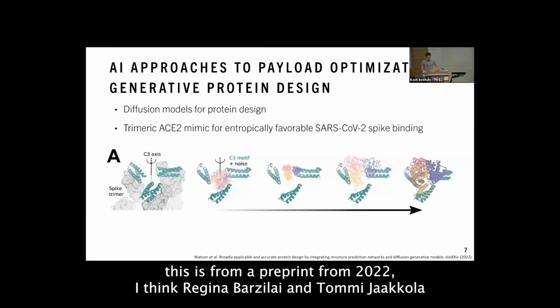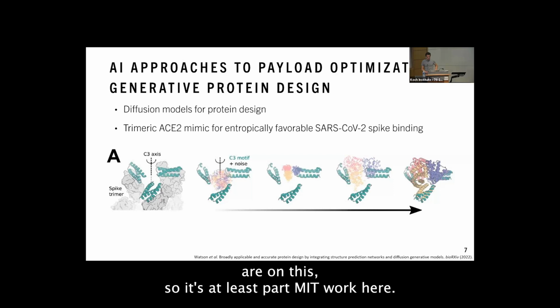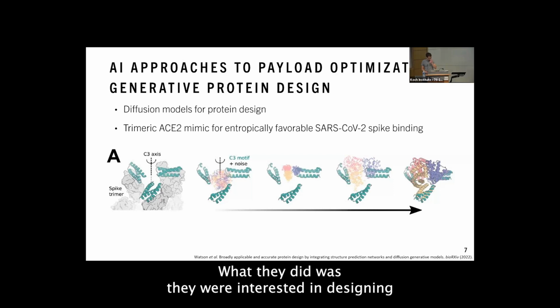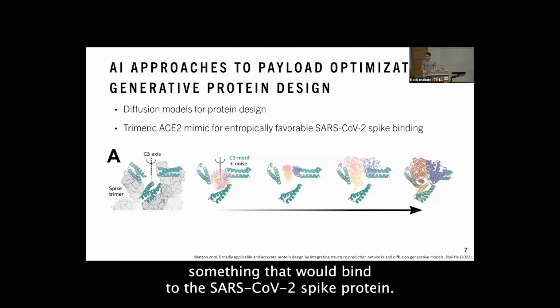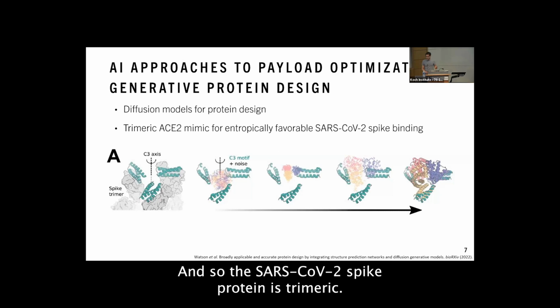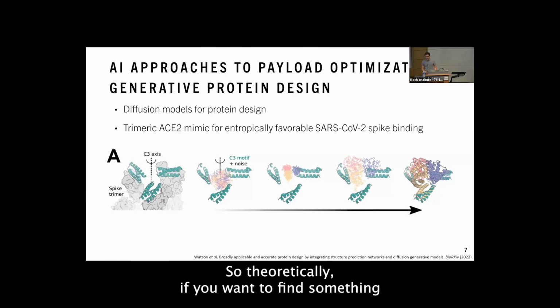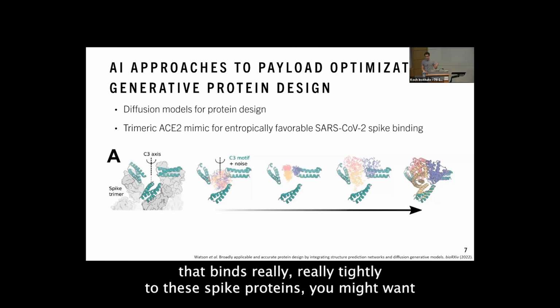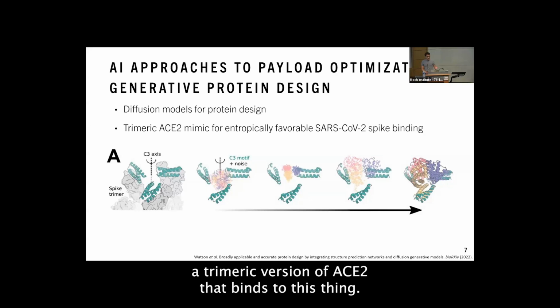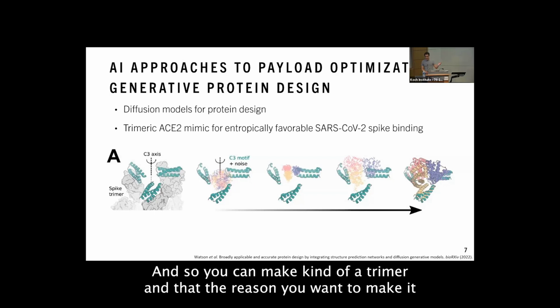I think Regina Barzilay and Tommy Jaakkola are on this, so it's at least part MIT work here. What they did was they were interested in designing something that would bind to the SARS-CoV-2 spike protein. The SARS-CoV-2 spike protein is trimeric, and it also binds to this receptor called ACE2. So theoretically, if you want to find something that binds really tightly to these spike proteins, you might want a trimeric version of ACE2 that binds to this thing. And so you can make kind of a trimer.